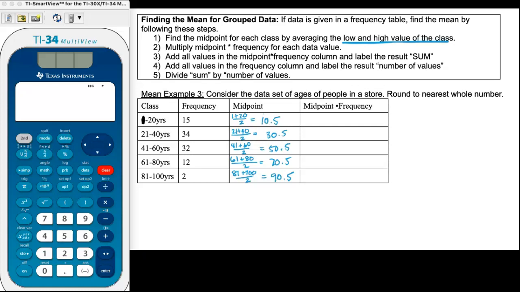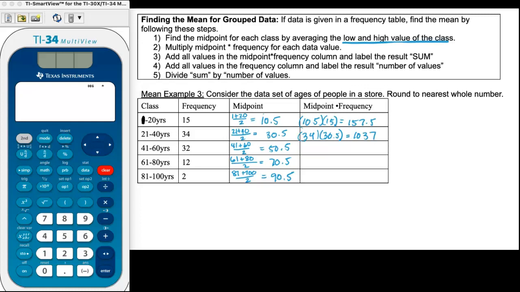And then I'm going to multiply by how many I have because, remember, multiplication is just repeated addition. So it's like I'm adding 10.5 up 15 times because I want to find this average. So I'm going to do 10.5 times 15. Okay, and then I get 157.5. And then I'm going to do 34 times 30.5.